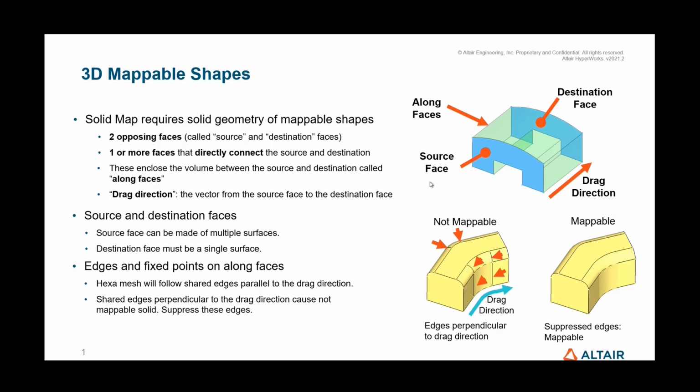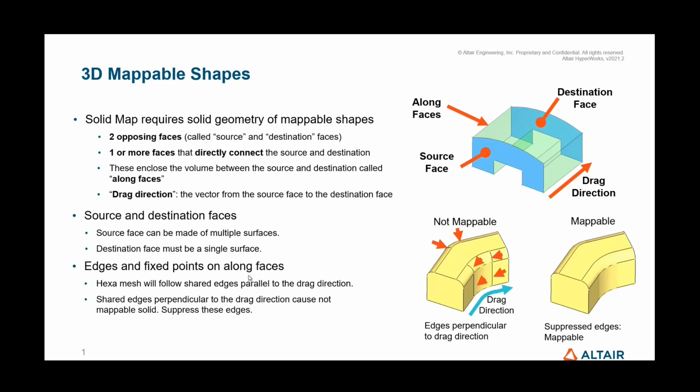So the source face, and in this case the source and the destination face are completely interchangeable, but the source face can be made up of multiple surfaces. So if this was split down the middle or something, we could still count this as one source face, but your destination face can only be made of a single surface. So this could be split into a bunch of different surfaces, but this surface would have to stay one big surface.